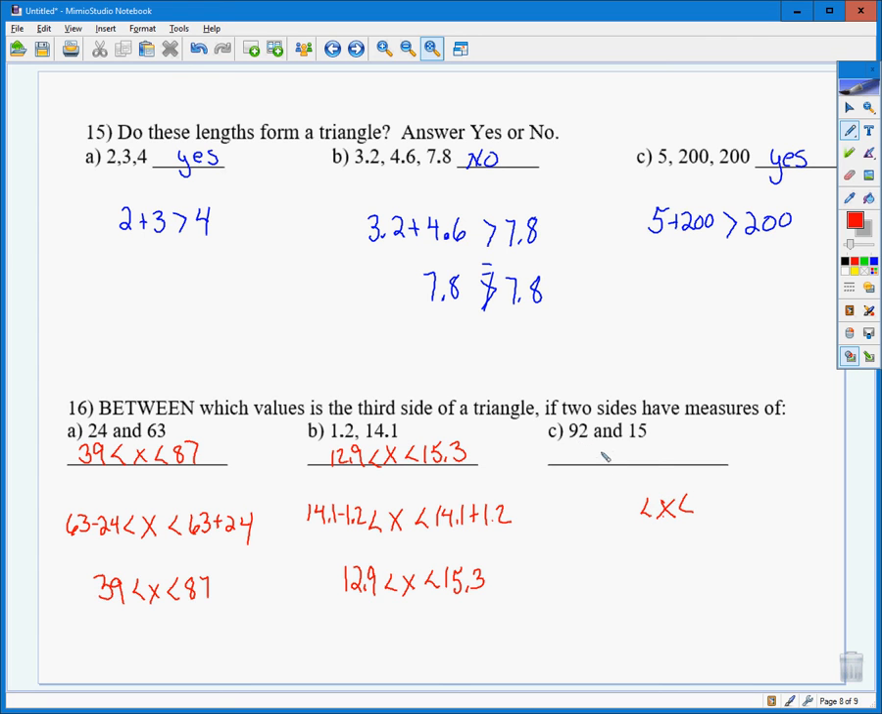I know when I'm looking at the next one, I have 92 minus 15, or 92 plus 15. 92 minus 15 is 77. So x has got to be bigger than 77, but it has to be less than 107.